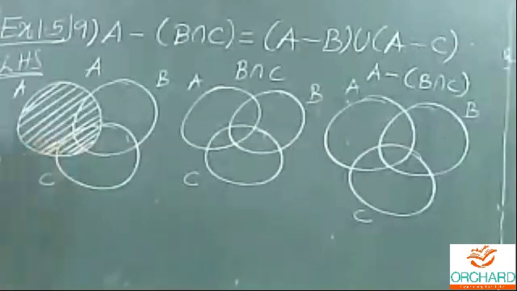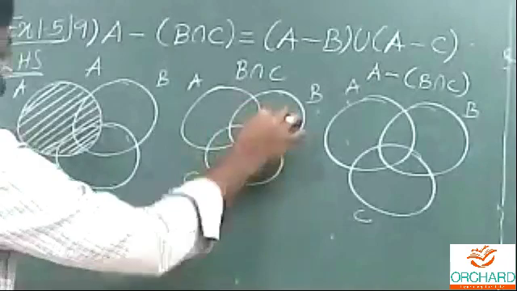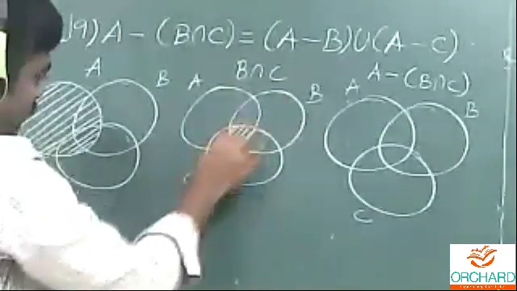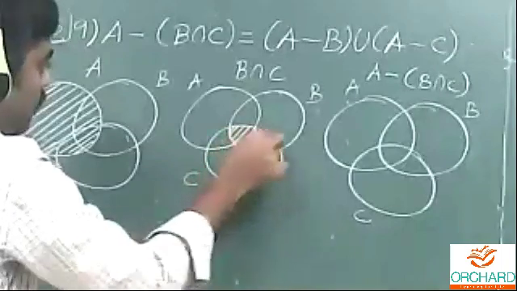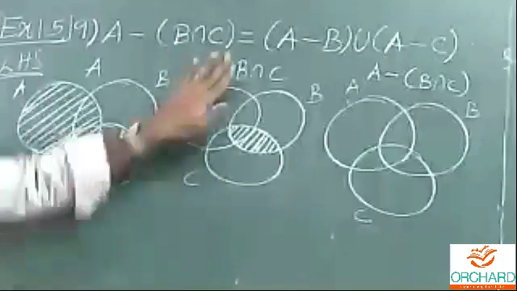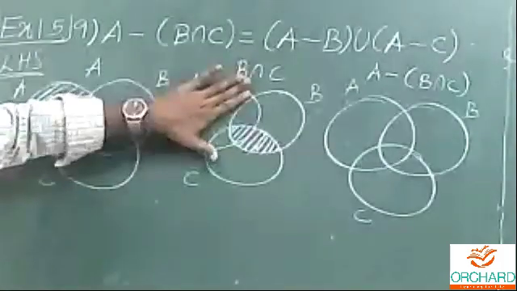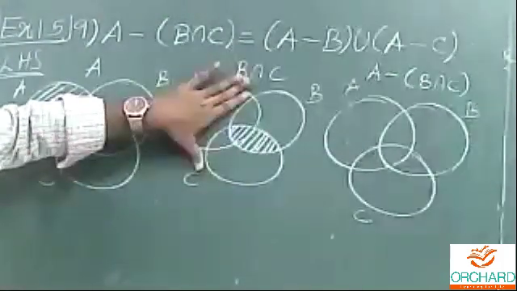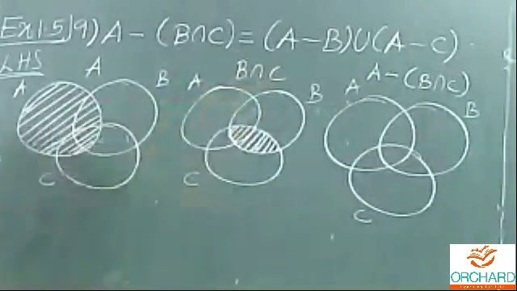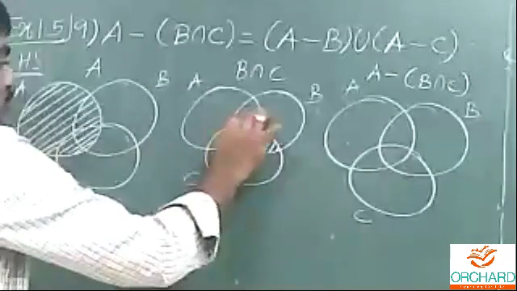Next, B intersection C. Common between B and C. This is set B and this is set C. This is the intersection part, only the common portion. Don't look at set A. Here we'll concentrate only on sets B and C. B intersection C is this portion.